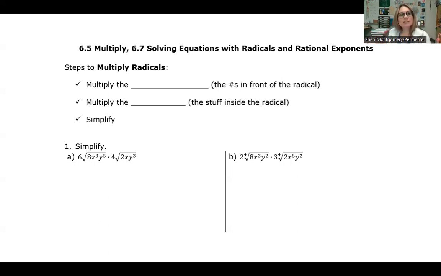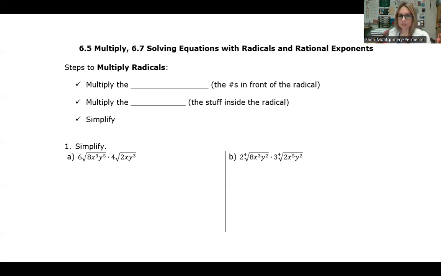First thing that we're going to do is talk about multiplying radicals. The title of today is multiplying radicals and things with rational exponents. I just couldn't fit it all on the line. And then we're going to solve equations with radicals and rational exponents.